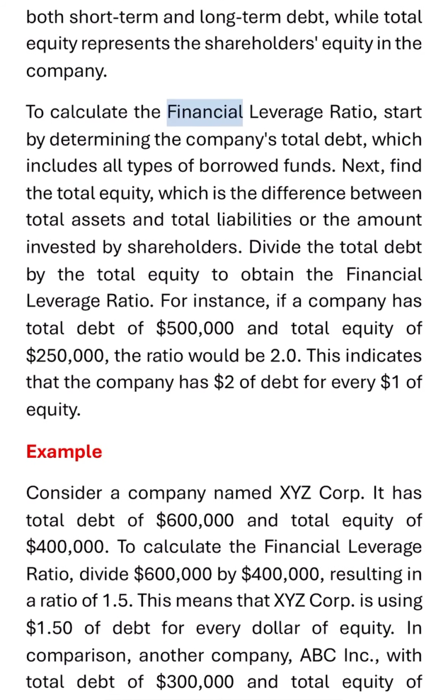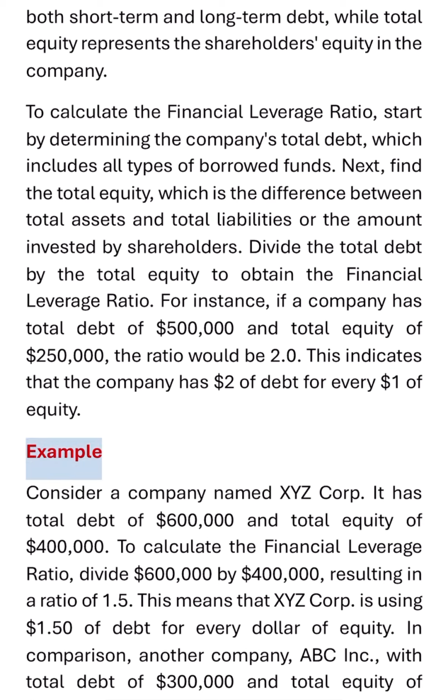To calculate the financial leverage ratio, start by determining the company's total debt, which includes all types of borrowed funds. Next, find the total equity, which is the difference between total assets and total liabilities, or the amount invested by shareholders. Divide the total debt by the total equity to obtain the financial leverage ratio. For instance, if a company has total debt of $500,000 and total equity of $250,000, the ratio would be 2.0. This indicates that the company has $2 of debt for every $1 of equity.